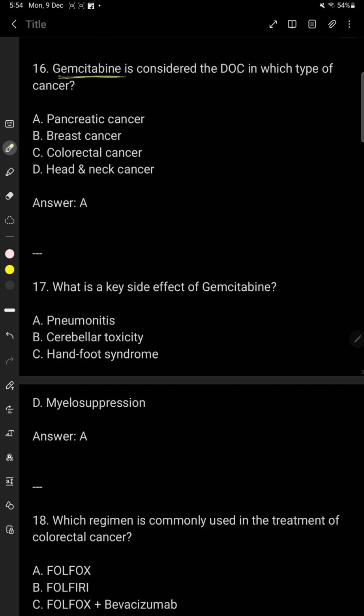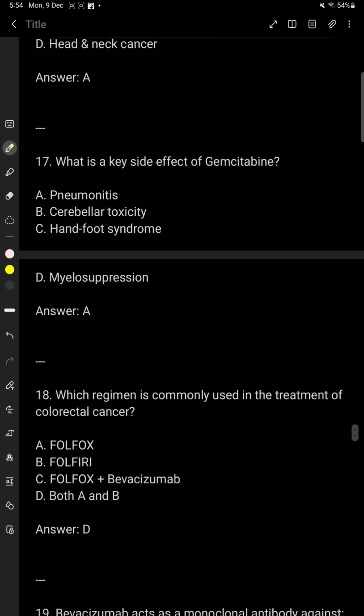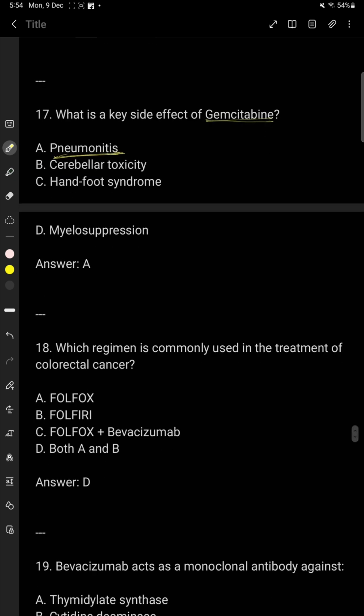Gemcitabine is considered the drug of choice in which type of cancer? Pancreatic cancer. Gemcitabine is the drug of choice for pancreatic cancer. What is the key side effect of gemcitabine? The side effect of gemcitabine is pneumonitis. Pneumonitis is the inflammation of the lung tissue. So the most common side effect of gemcitabine is pneumonitis.